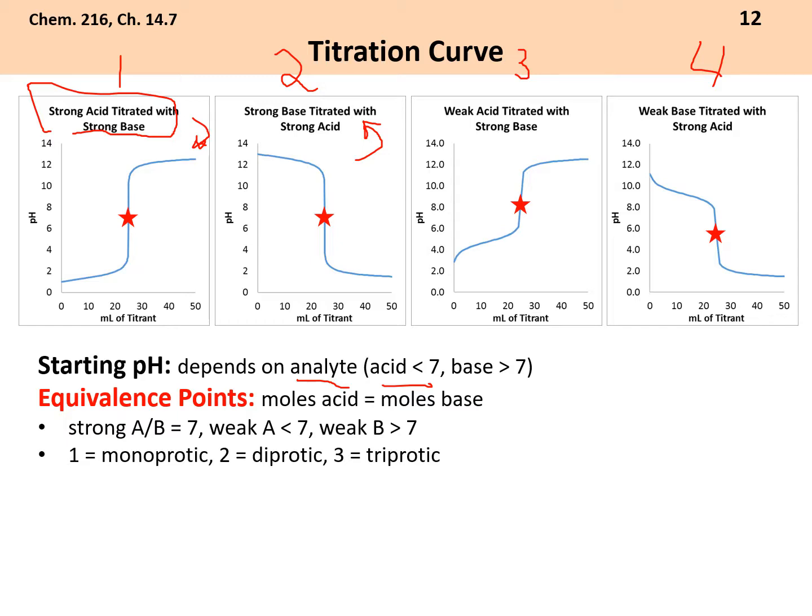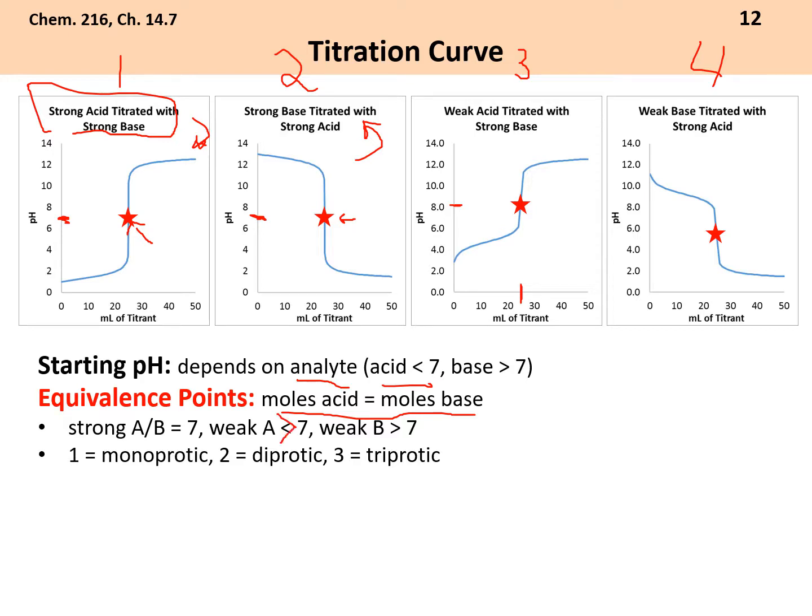All right, we have our equivalence point. The equivalence point is why we do titrations. And the equivalence point in all these cases is at 25 mL. The equivalence point is where the moles acid equals moles base. So this is the most important thing. For strong acid and base, if that's my analyte, it's going to be at pH 7. It's going to be greater than pH 7 if it's a weak acid.